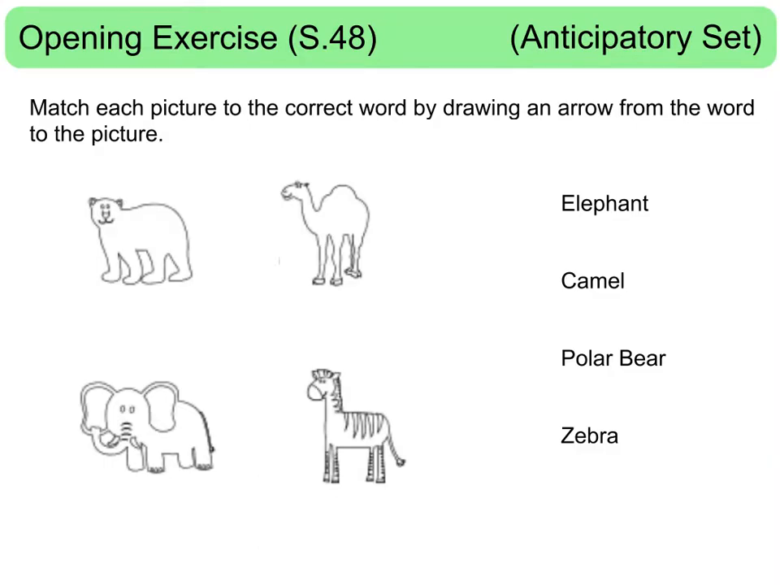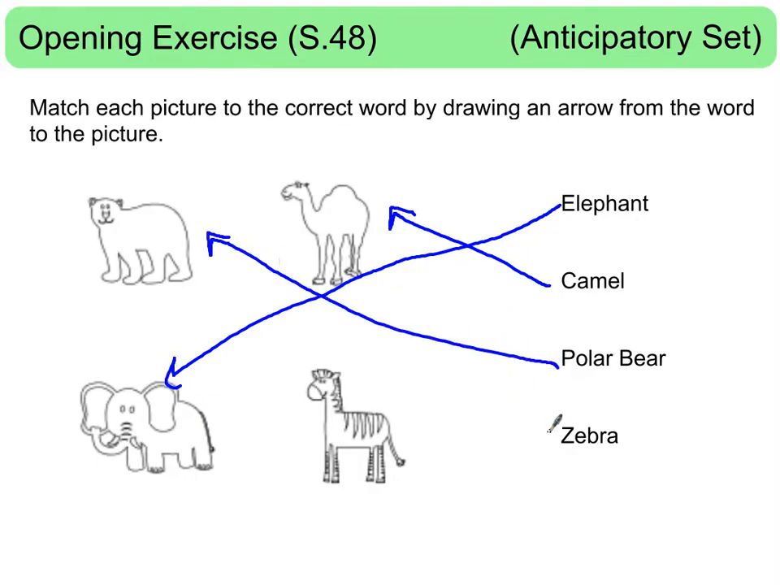It looked like this. It's really elementary for the most part, but it gives you an idea of what happens. So it says to match each picture to the correct word by drawing an arrow from the word to the picture, or vice versa. So, we have right here our elephant. So obviously this would be our elephant. This would be our camel. This guy over here would be our polar bear. And this would be our zebra.